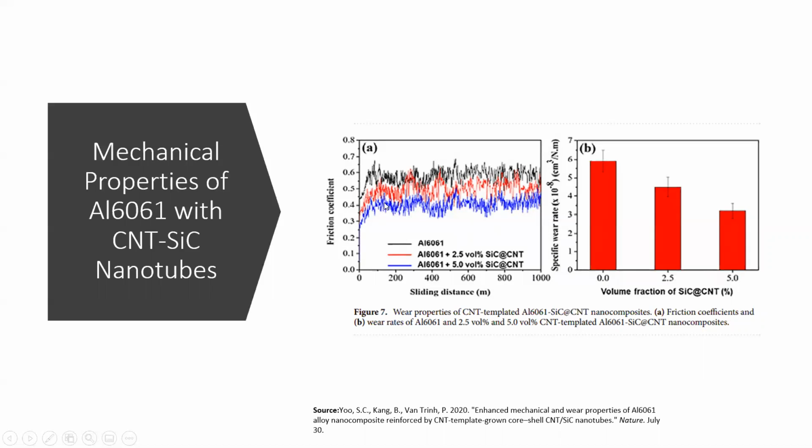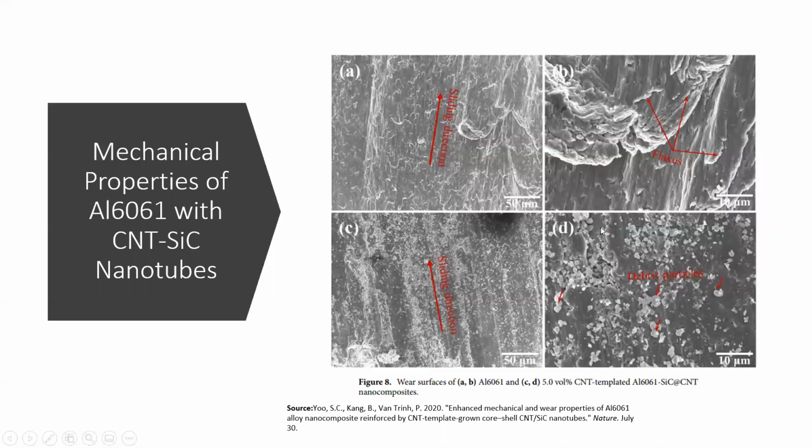Decrease in the friction coefficient results in decrease in specific wear rate. As the volume percentage of silicon carbide increases, the friction coefficient decreases and the specific wear rate decreases. In this figure, wear surfaces of pure aluminum alloy and 5 volume percent silicon carbide aluminum 661 are observed. A and B is the pure aluminum alloy, C and D is the composite.